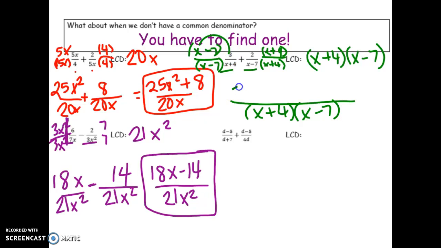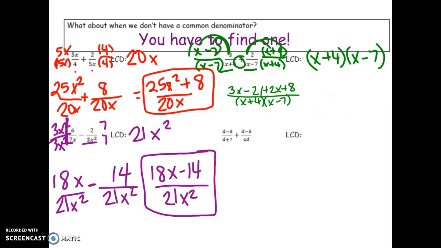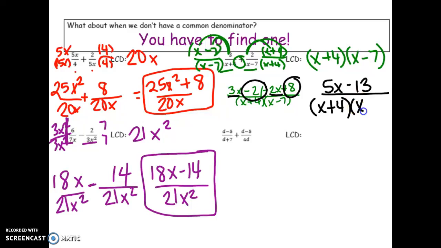So this is going to be 3x minus 21. This is plus, which is good. This is going to be plus 2x plus 8. So now I just need to combine like terms. And when I do that on the top, I'm left with what's 3x plus 2x. That would be 5x. What is a negative 21 and a positive 8? That would be a negative 13. And on the bottom, I've got x plus 4 and x minus 7. And I can't reduce anything there.